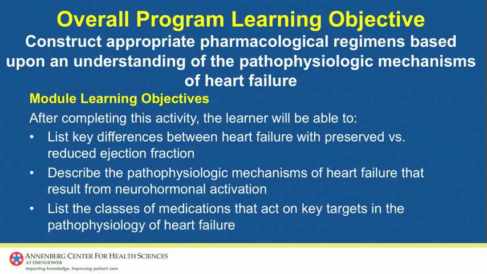The module learning objectives are that after completing this activity, the learner will be able to list key differences between heart failure with preserved ejection fraction versus heart failure with reduced ejection fraction, describe the pathophysiological mechanisms of heart failure that result from neurohormonal activation, and list the types of medications, the groups of medications that act on key targets in the pathophysiology of heart failure.